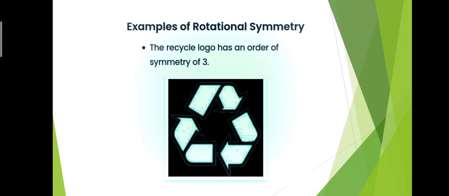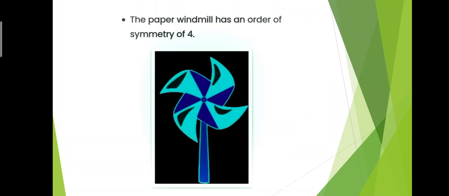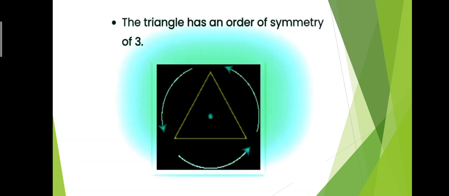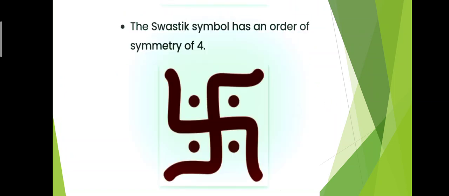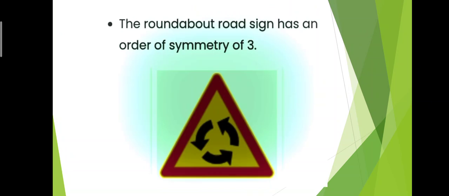Examples of rotational symmetry. The recycle logo has an order of symmetry of 3. The paper windmill has an order of symmetry of 4. The triangle has an order of symmetry of 3. The saw stick symbol has an order of symmetry of 4. The roundabout road sign has an order of symmetry of 3.